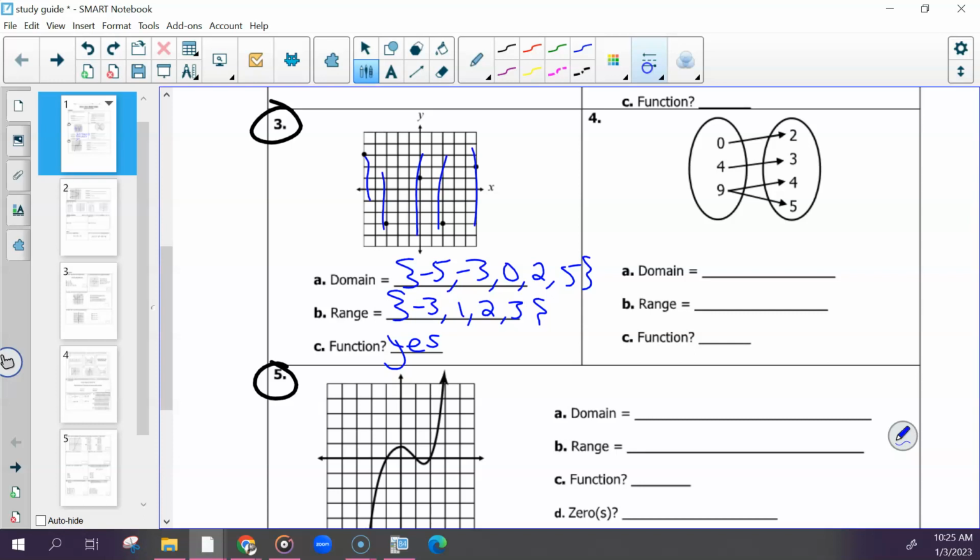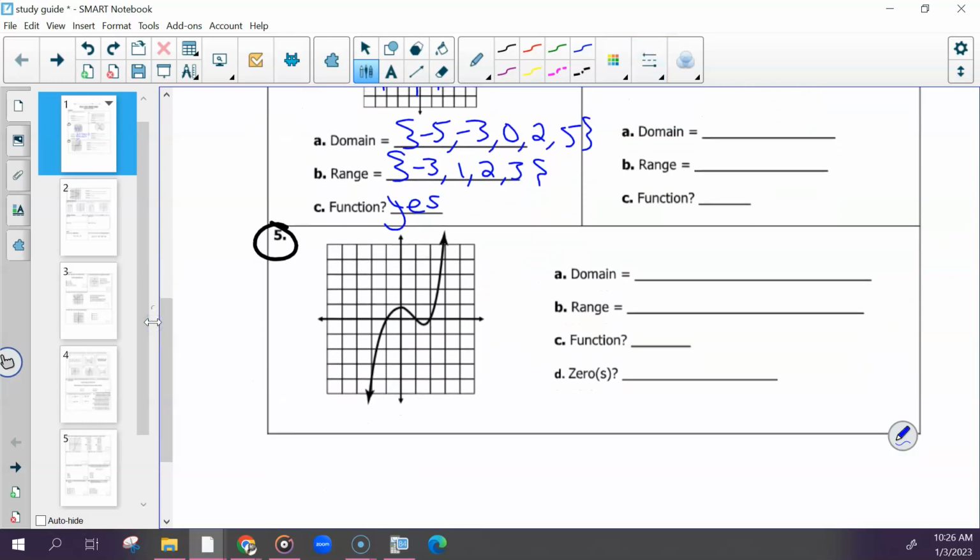Yes. Just only write it down once. So if the number repeats, only write it down once. But that's for domain, only write it down once, and then range, only write it down once. If the number is in both, make sure you write it in both.